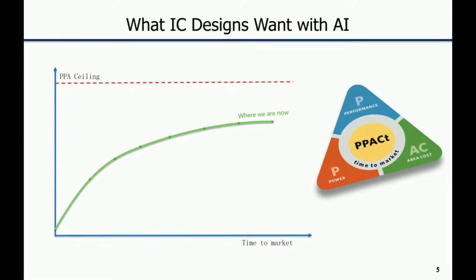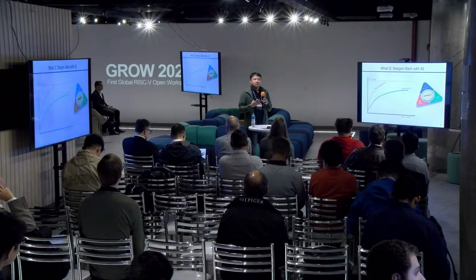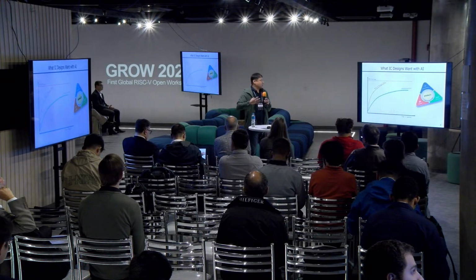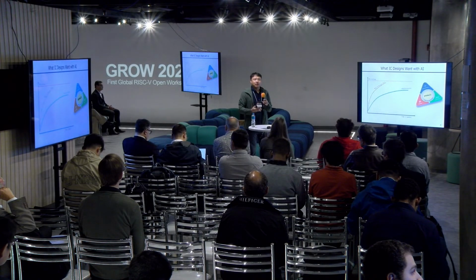So this is where we are now, right? But what we want is to continuously push the boundary of the design to the PPAC ceilings, and at the same time, we want the time to market to be as short as possible, right? So there's a significant gap between where we are now and where we want to be. And with AI, where we learn from massive data, can we close this gap? This is the question we want to ask.